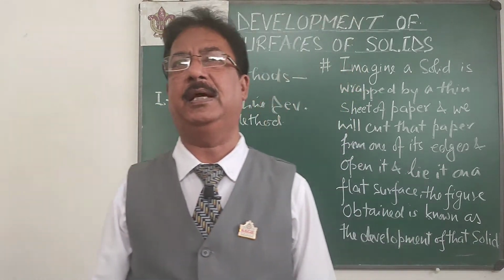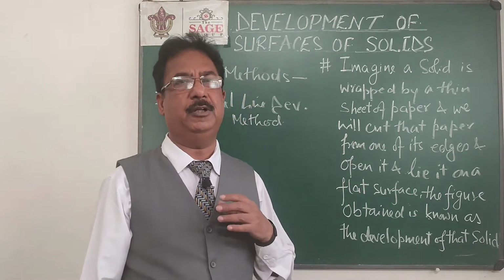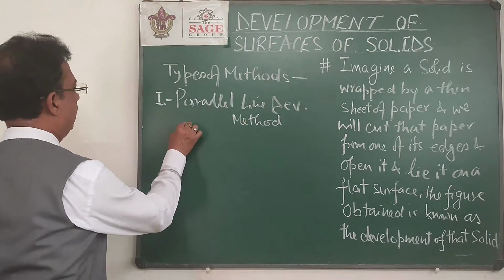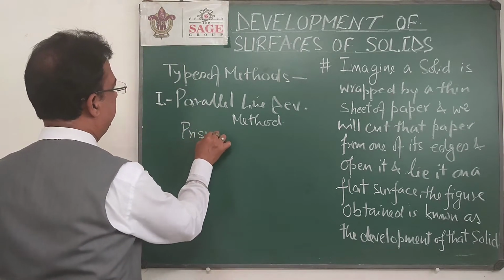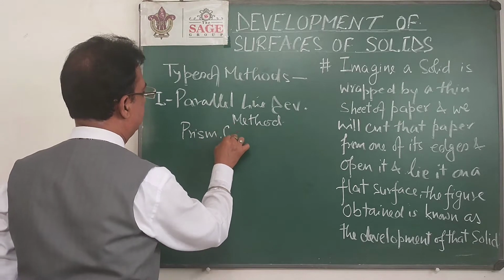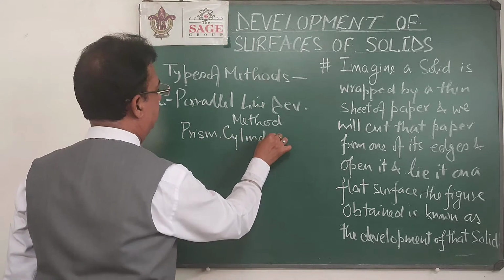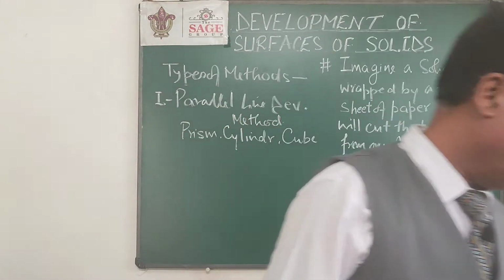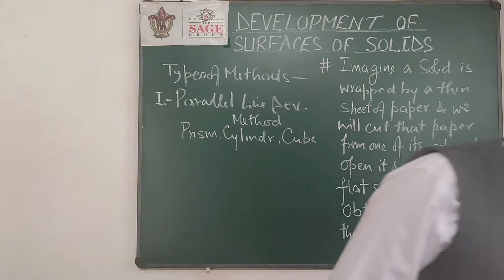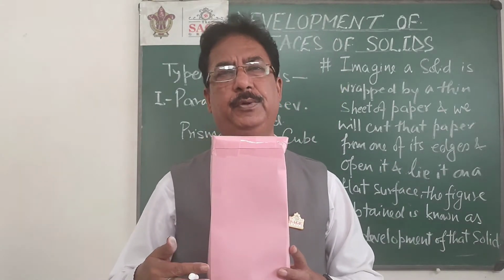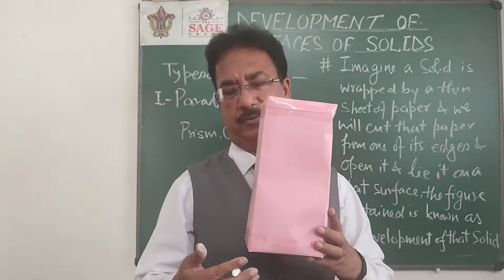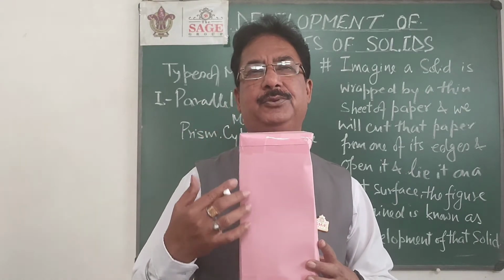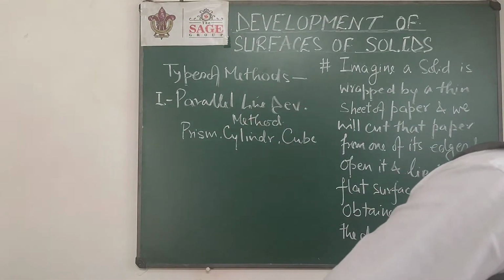As the name suggests, the surface of the object will be opened along 2 parallel lines. So the solids developed with the help of the parallel line method are prism, cylinder, cube, all those solids in which this length is also true in the front view, and the development will be along 2 lines. One line will be from this edge and the second line from this edge. So the height will be true and the figure will be developed.